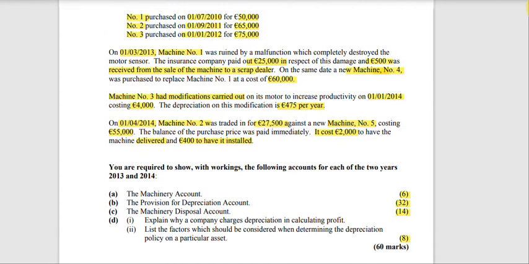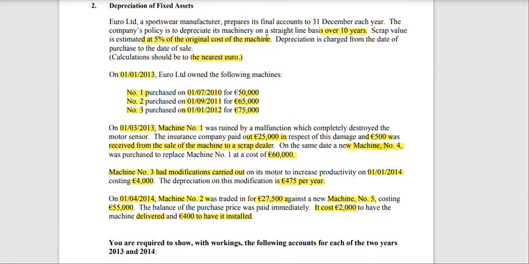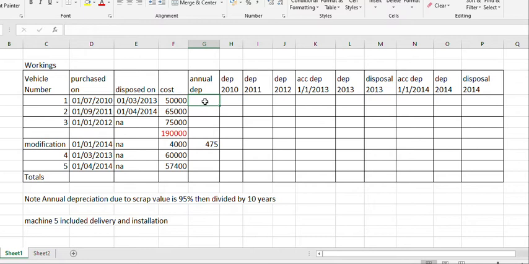So back up to the question. Depreciated on a straight line basis over 10 years, and 5% of the original cost of the machine is scrap value. So to work out the depreciation for the year, we would work out 95% and divide it by 10. So my calculation will be 50,000 multiplied by 95% or 0.95 divided by 10. So depreciation for a full year would be 4,750.